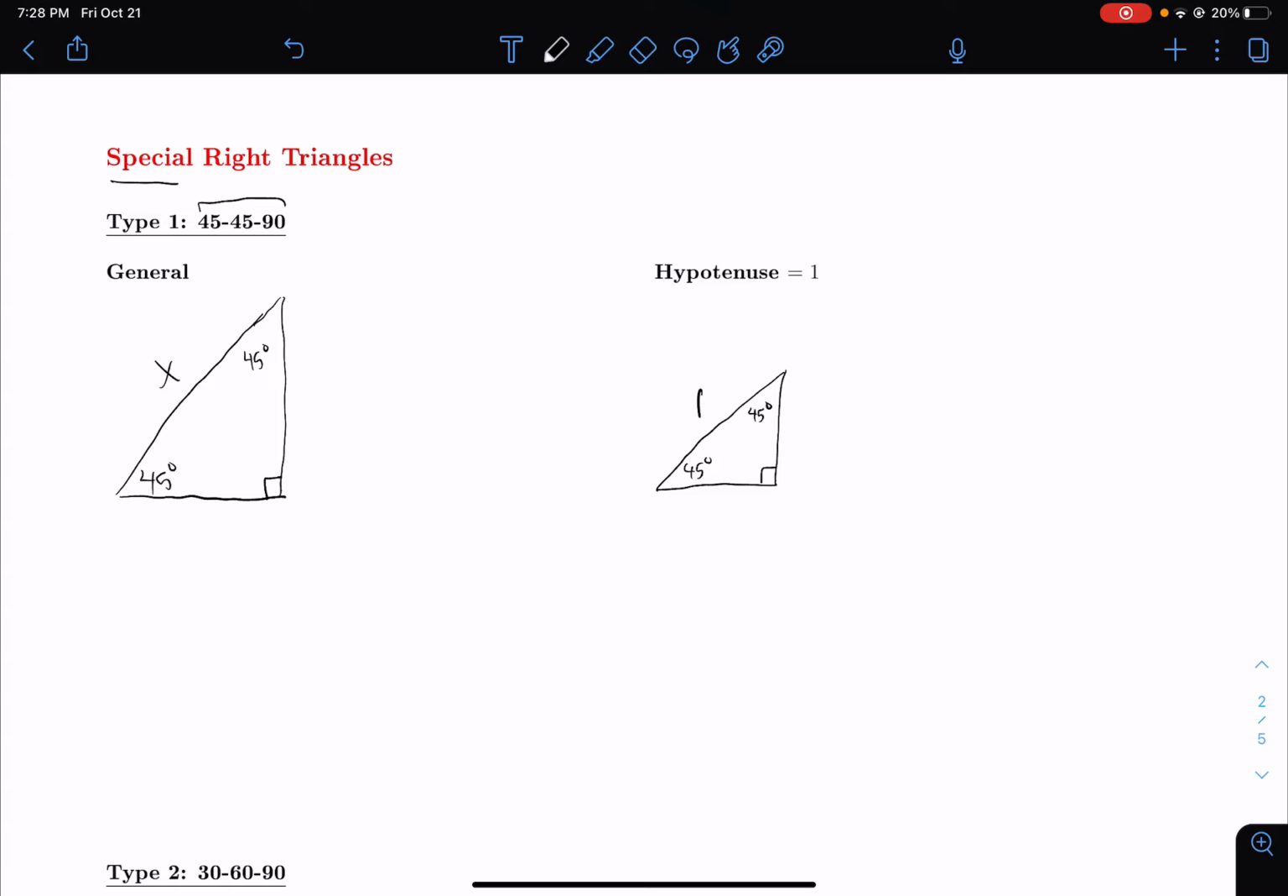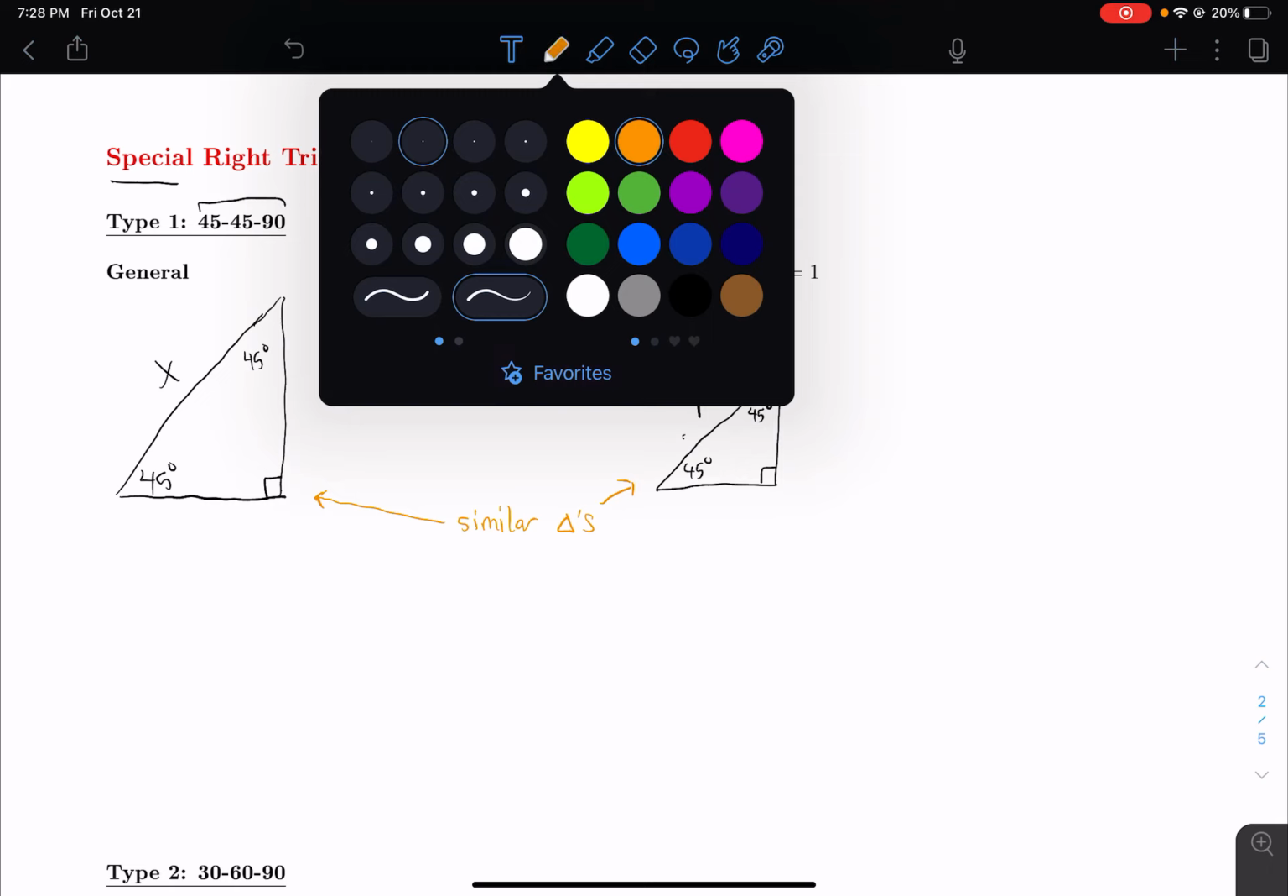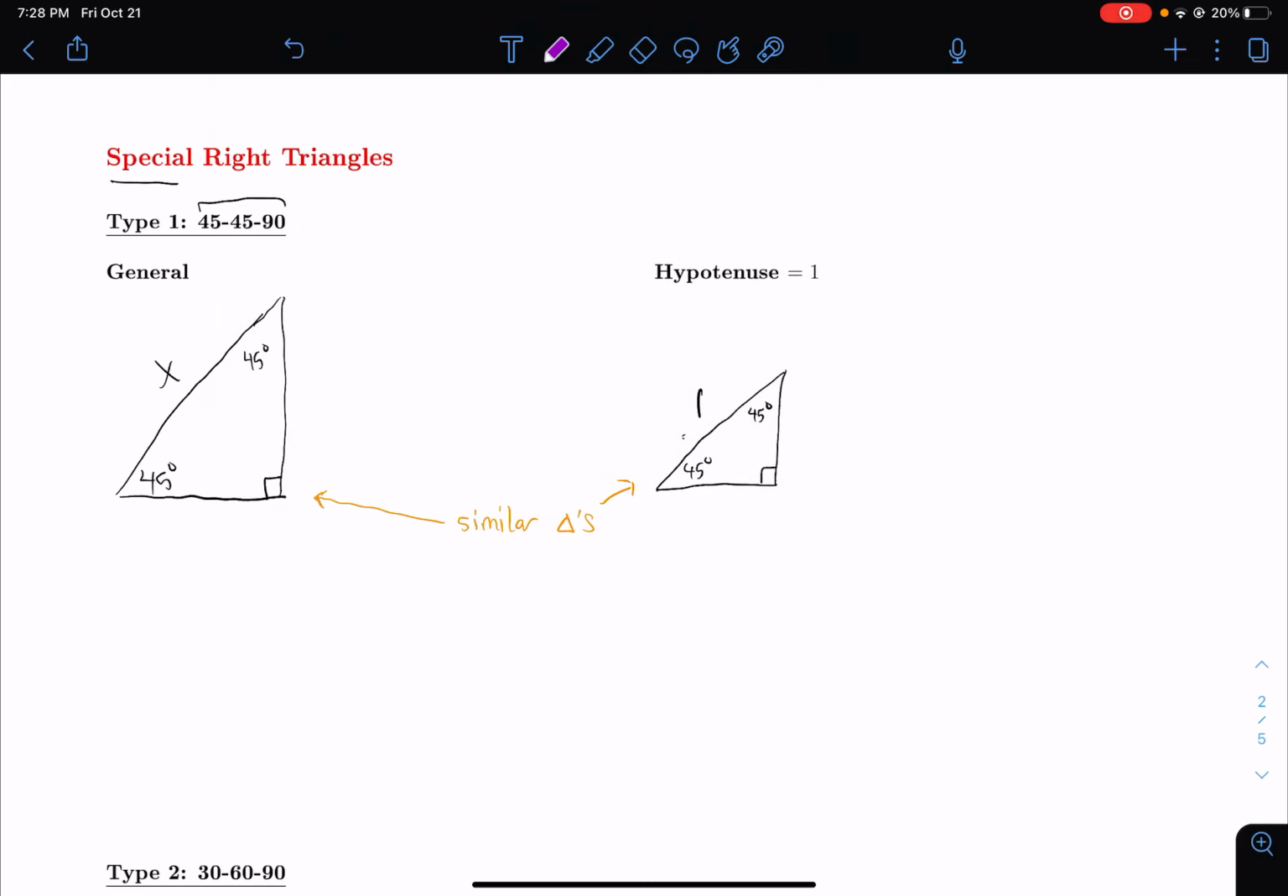So one thing I want to observe about these two triangles is all of their angles correspond and match up. They have equal measure. So these two triangles are similar. We got some similar triangles. That's going to help me get the sides. If I can get the sides of one triangle, that'll be quick to get the sides of the other one. So let's begin by getting the sides of the general 45, 45, 90 triangle.